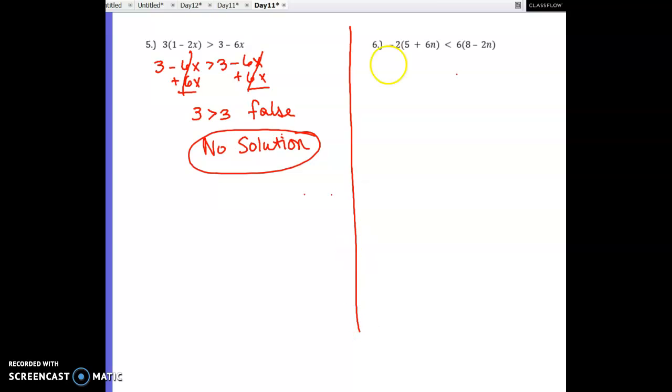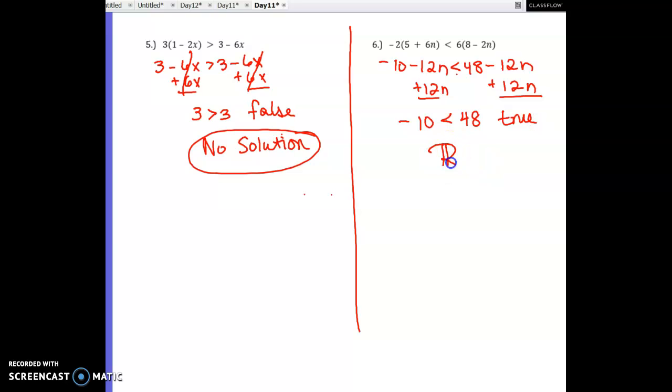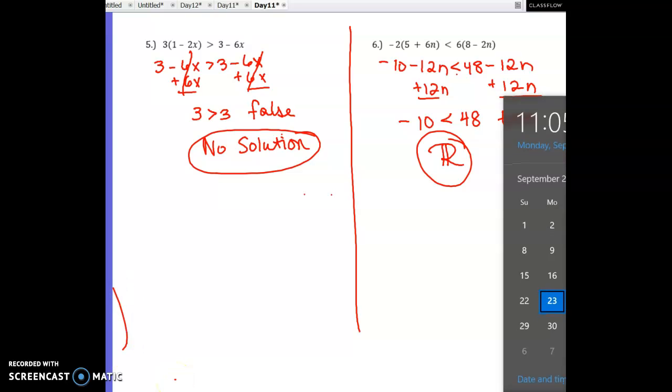Number 6, when we distribute, we've got negative 10 minus 12n is less than 48 minus 12n. When I add my 12n to both sides of the equation, I end up with negative 10 is less than 48. That is a true statement, so I know that my solution is all real numbers, okay? And again, if I graphed that, I could see that the whole screen would be shaded in, so that's how we can graph that.